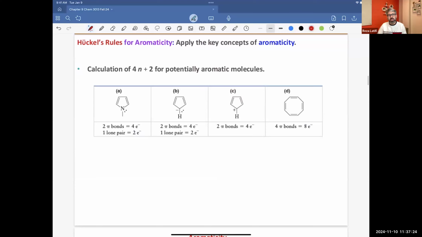We can use Huckel's rules for other molecules. For example, the first one, we have a ring. So the molecule has a ring. Next, we have nitrogen instead of carbon. In order to make nitrogen an octet, we need to have a lone pair on it. So nitrogen has 3 sigma bonds and 1 lone pair. So I go with this.